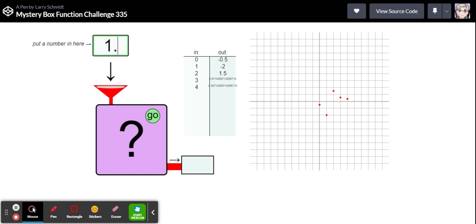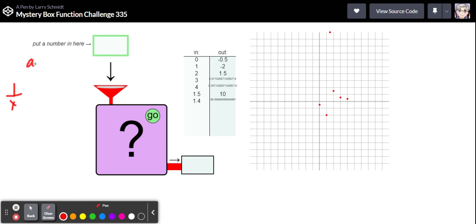Let's try 1.5. Oh, so that does shoot way up. Let's try 1.4. Oh, wow, and that's very far off the graph in the negative direction. So somewhere between, I'm going to make a note of this. So I think I'm dealing with a rational function now, and there's an asymptote somewhere between 1.4 to 1.5.